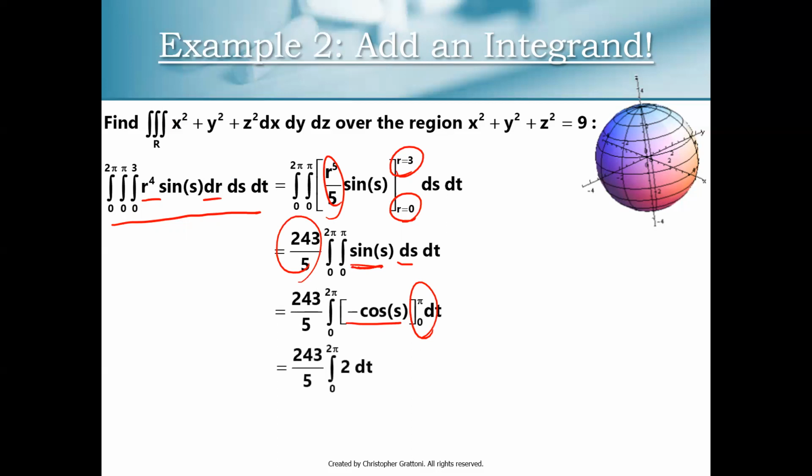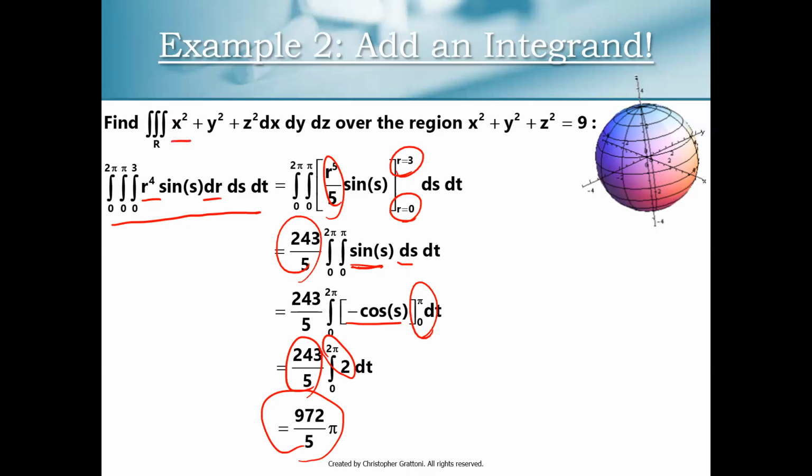And at this point, we know that our answer is just going to be 243 over 5 times 4 pi, which is 972 pi over 5. This is not a volume calculation, so you don't want to say that the volume of the sphere is 972 pi over 5. It's not. We found the volume on the previous example.